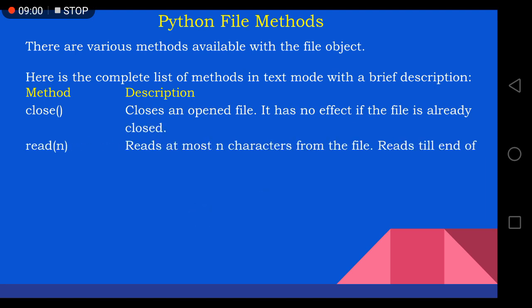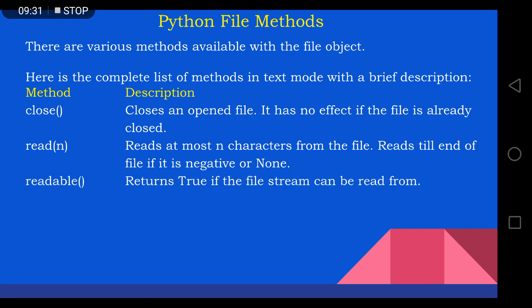Next is the method read(n). This will read at most n characters from the file. It reads till the end of the file if n is negative or None. Suppose you do not mention anything as n, if it is only -1 or left empty, it will read to the end of the file. That means all the contents will be read. But if you mention n, only n characters will be read. We can mention 100, 200 or any number of characters. That is the read(n) function.